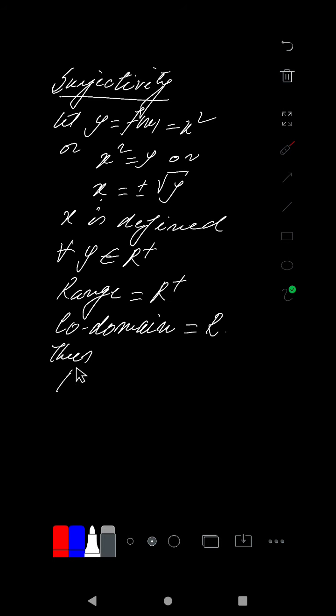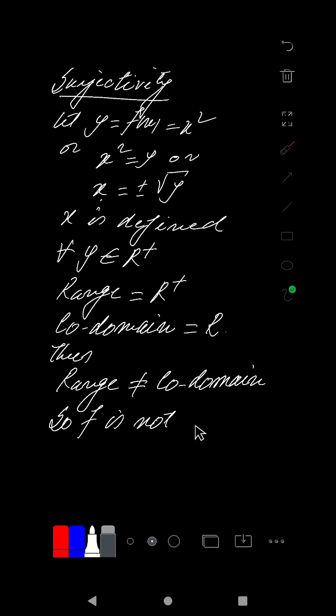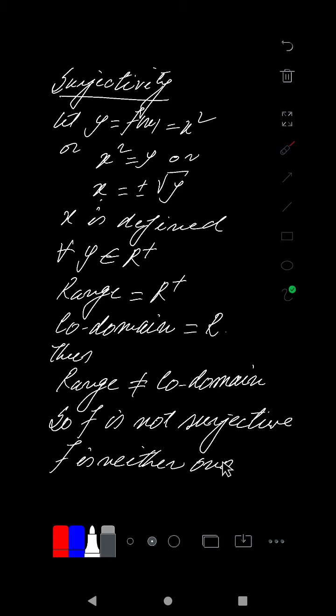Thus range is not equal to codomain. And so f is not surjective. Thus we may conclude that f is neither 1-1 nor onto. Now fourth part.